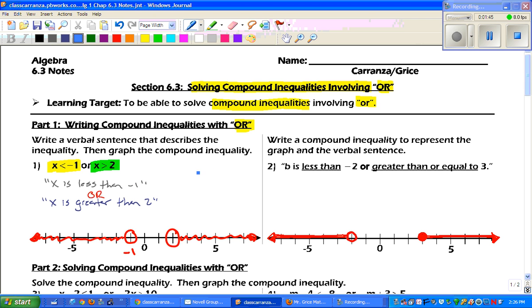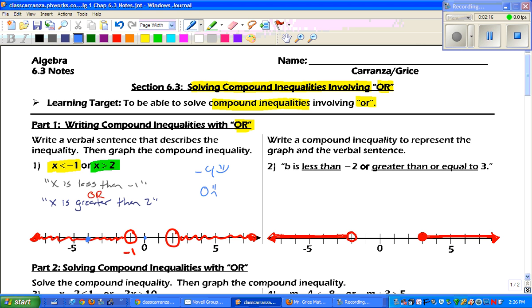So let's think of a number. Let's check -4. Is -4 a solution to this thing? Yeah, because it fits one of the criteria. What about the number 0? Well, is 0 less than -1? No. Is it greater than 2? No. Okay. So 0 would not be part of the solution. Okay?